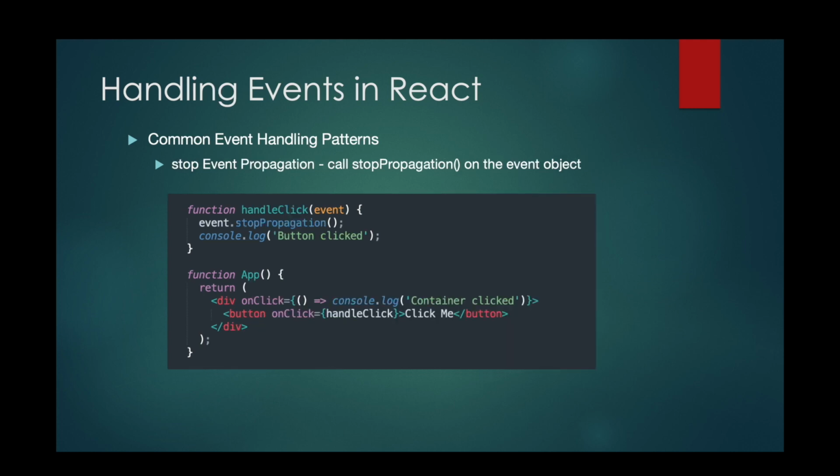Stop event propagation. To stop the propagation of an event, that is, prevent it from bubbling up the DOM tree, you can call stopPropagation on the event object. So in this example, again, when onClick is called, we call the handleClick function, which does the stopPropagation. In this example, clicking on the button will only log button clicked to the console, as the stopPropagation method prevents the click event from bubbling up to the container div.